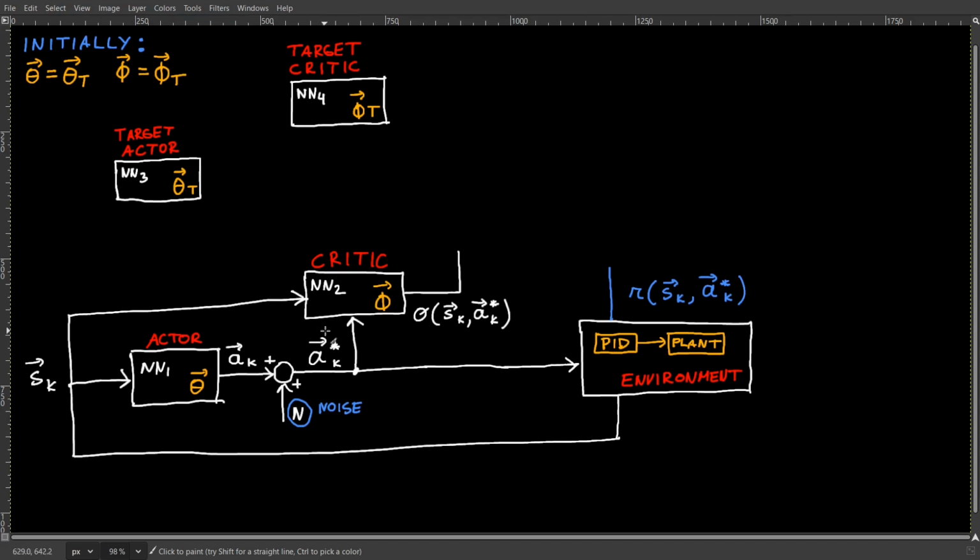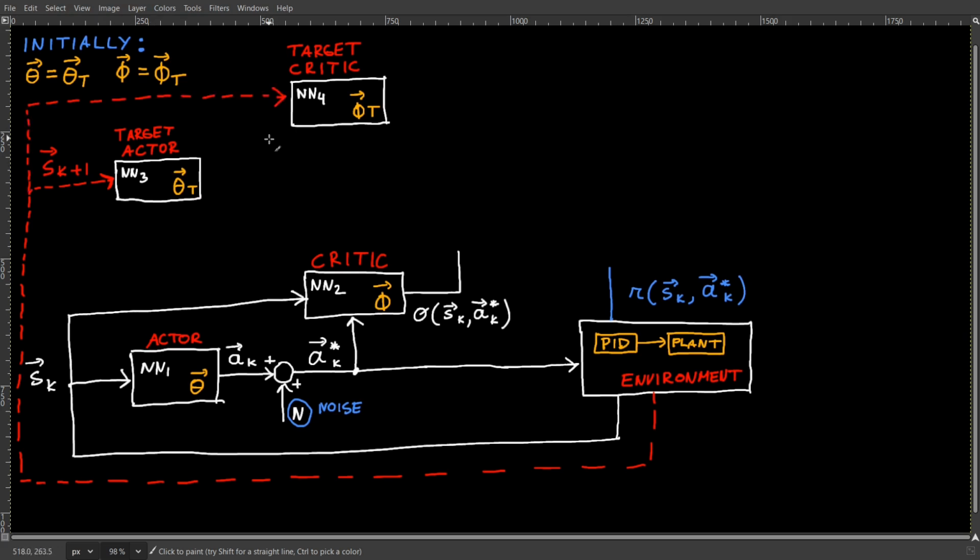Just like before, when you apply the action vector to the environment, before you update the current Q value, you also figure out the new state vector that now you insert in the target actor and not the regular actor, and you also insert it in the target critic, not in the regular critic.